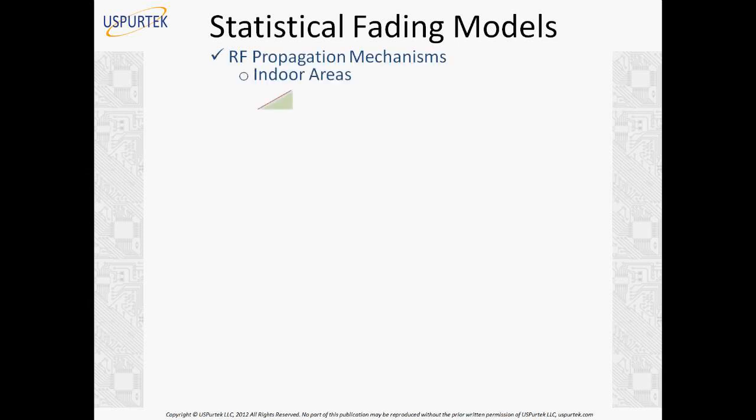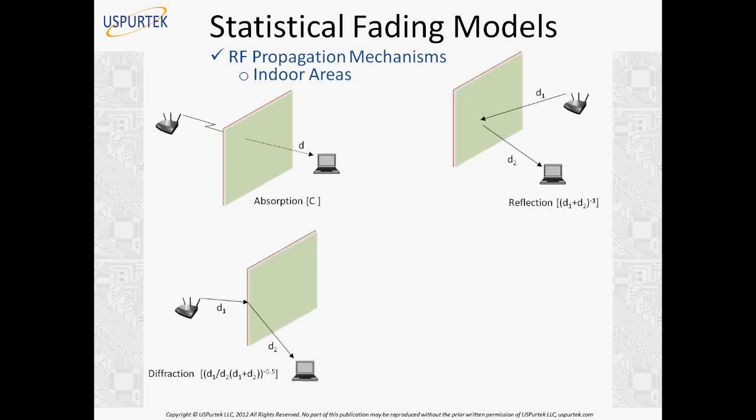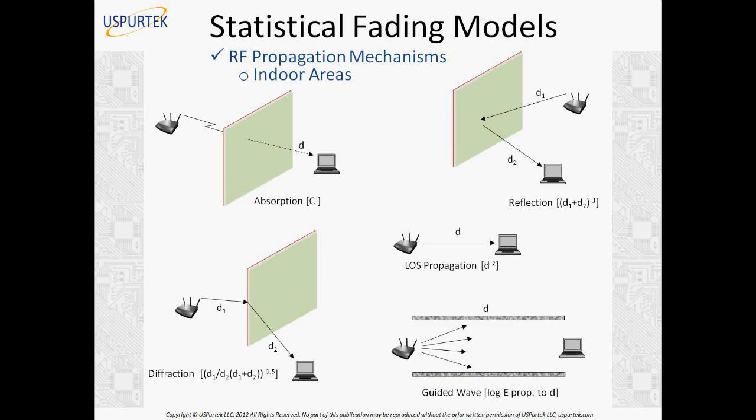And next we come to indoor areas. It's simplified a little, but there are more things happening here. You could have absorption. Say there's an access point or a base station or a node B on the other side of the wall, and your PC or a handset is on this side of the wall. So the signal gets absorbed by a constant value C. There is absorption in the wall itself, and that depends on what type of wall is there in between the access point and your computer.